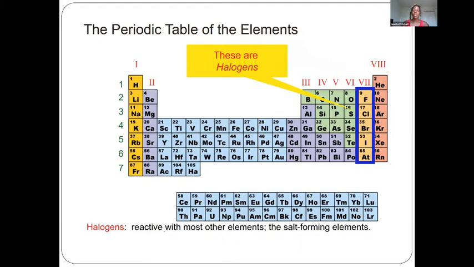Group 7 represent our halogens. Our halogens are very reactive with other elements for a lot of the same reasons that group 1 was. Halogens, group 7, only have 1 electron that they need to gain in order to reach that closed shell configuration. And so these tend to often be involved in forming salt-based compounds.